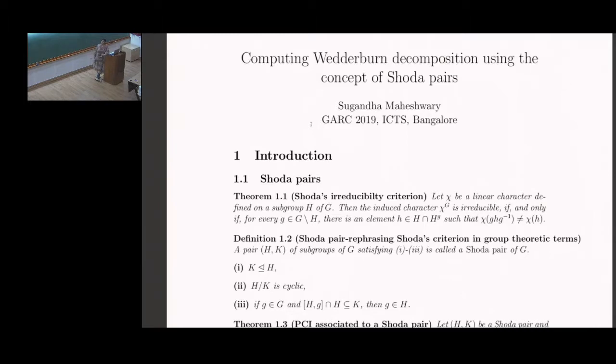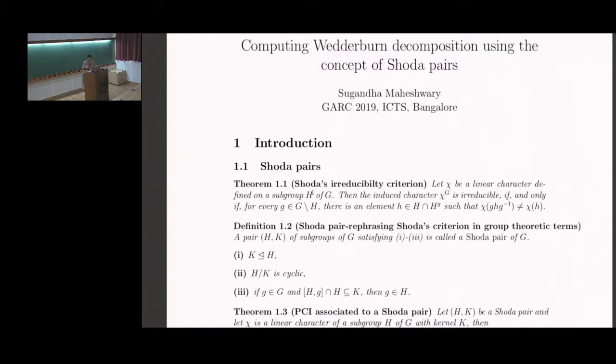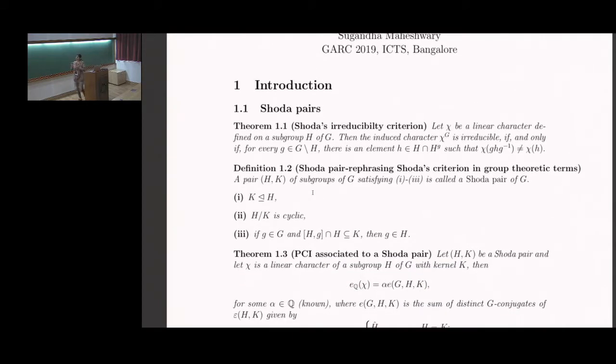Motivation comes from, as has been mentioned earlier in the lecture, Shoda's irreducibility criterion, which tells you when a linear character of a subgroup of G is induced to G, when is it irreducible? That criterion is rephrased in terms of Shoda pairs, okay? This criterion you have already seen, I've just listed it for recalling. So you have a pair of subgroups which satisfy certain conditions. If you have a Shoda pair H, K, H is a group whose linear character you take and which has kernel K, then if you induce it to G, the character that you get is going to be irreducible if and only if this is a Shoda pair, okay?